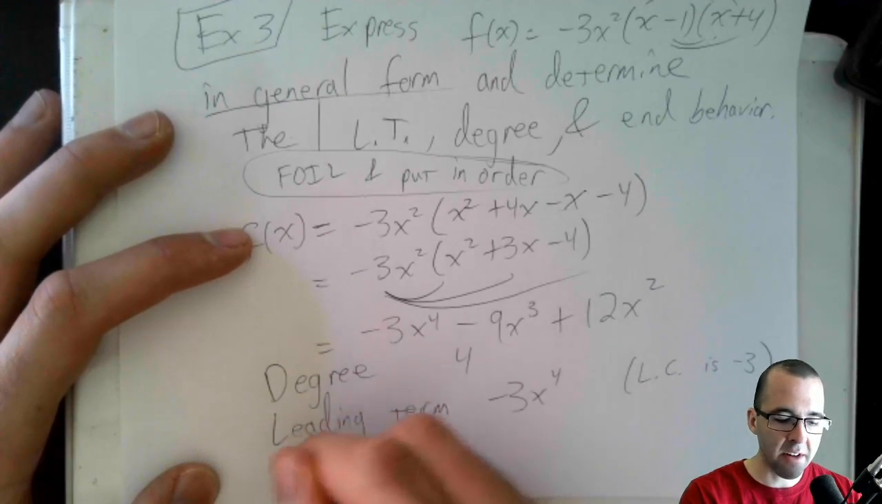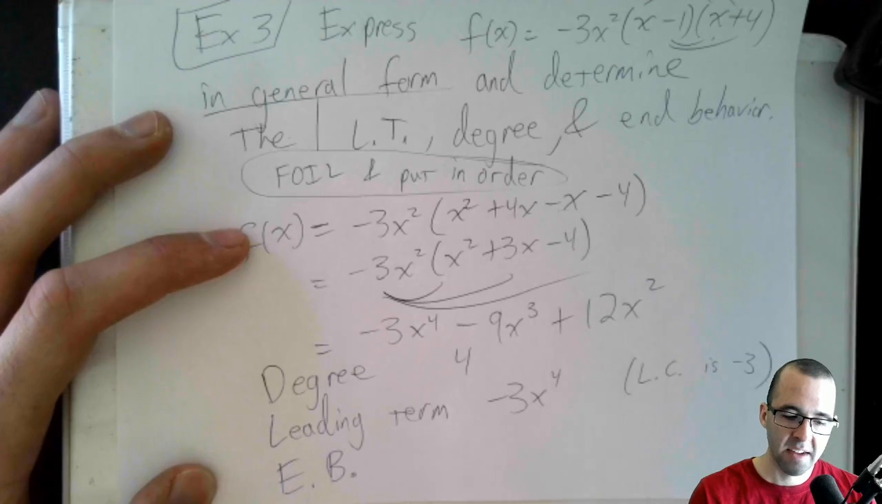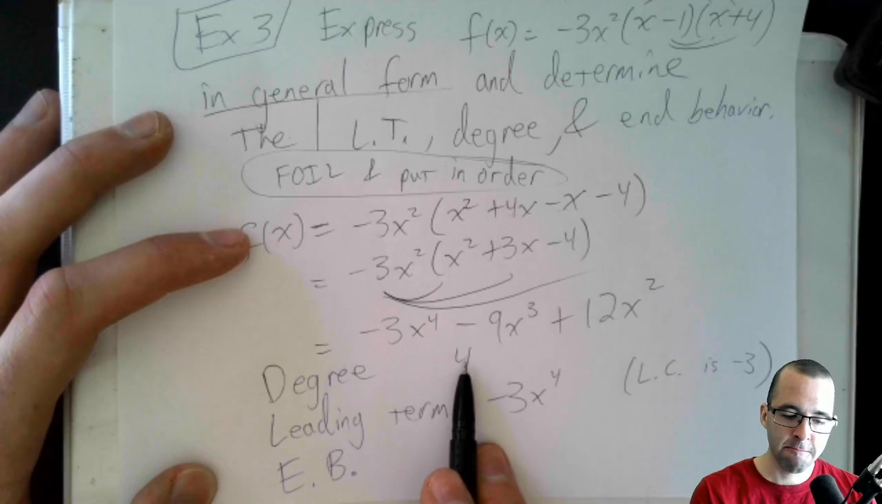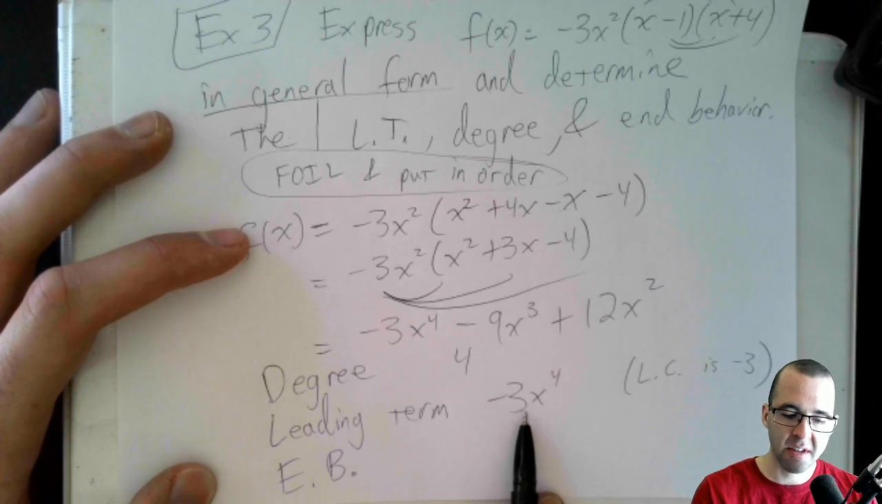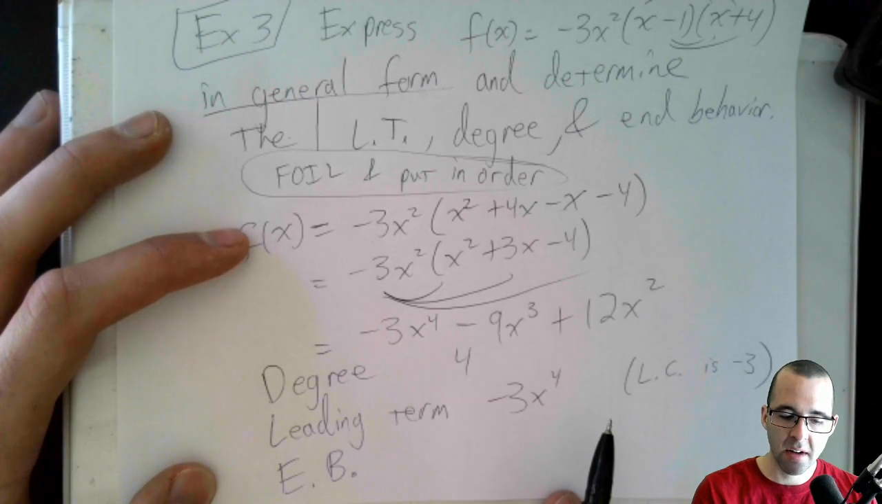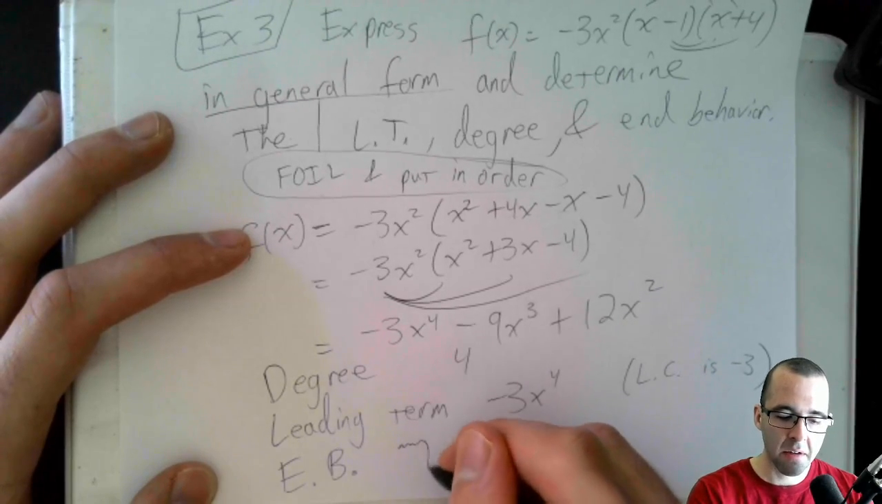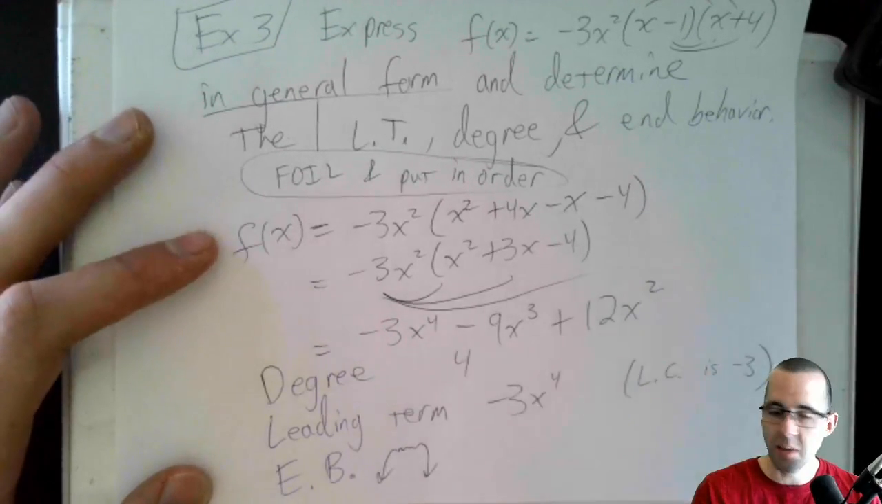And then for the end behavior, we look at the degree. We look at the leading term sign. It's even, so they go the same way. And it's negative, so they both go down. Yeah, Lexi, we did already say that.